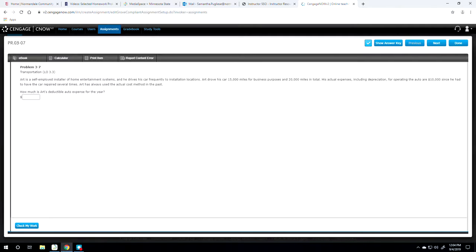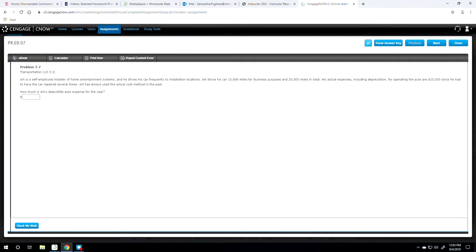And here they're giving us actual expenses, and they're telling us that Art has always used the actual cost method. So once a taxpayer has been continuing to use the same method, that's the method that they need to continue to use. So we're going to use the actual cost method. So there's the actual cost method, and then there's just the standard mileage deduction that we're going to look at in problem number 8. So what we need to do here is we need to look at his total expenses, which we know were $10,000.